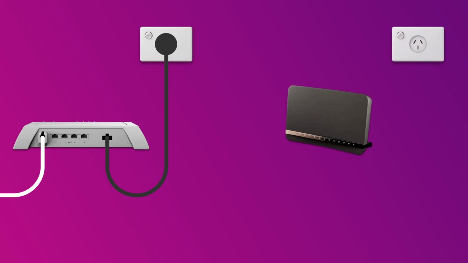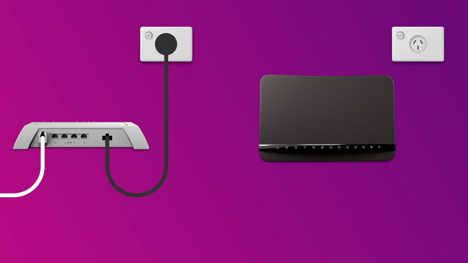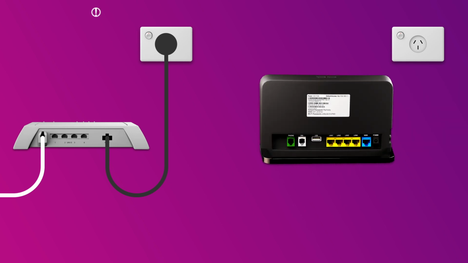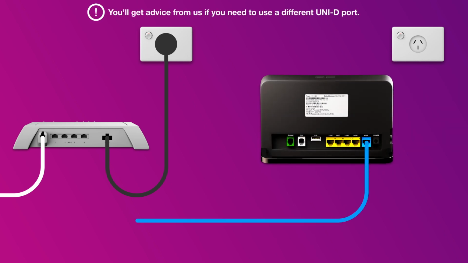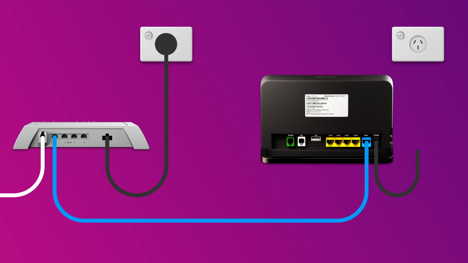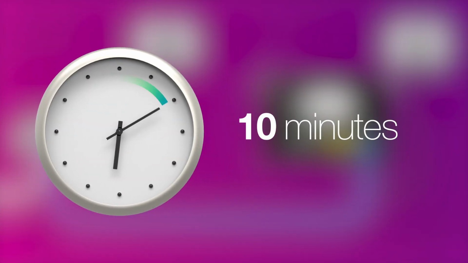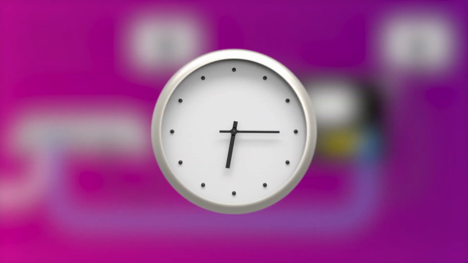Next, it's time to plug in your modem. Use the supplied Ethernet cable to connect your modem's blue WAN port to the UNI-D1 port on your NBN connection box. Next, use the supplied power cable to connect the power port to an electrical outlet. Finally, press the modem's on-off button to turn it on. Allow 15 minutes for your modem to boot up and configure automatically.